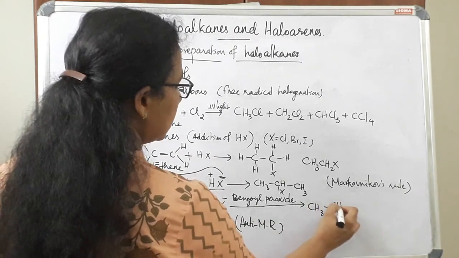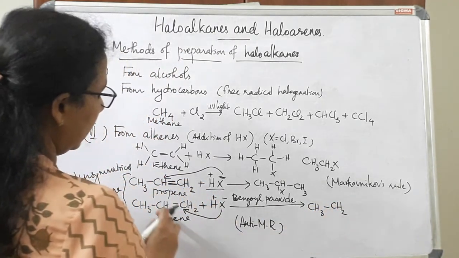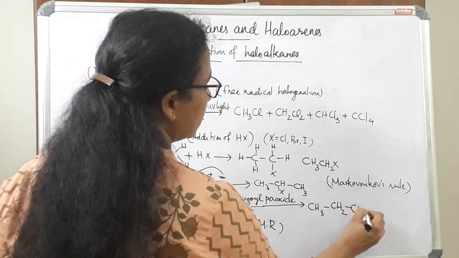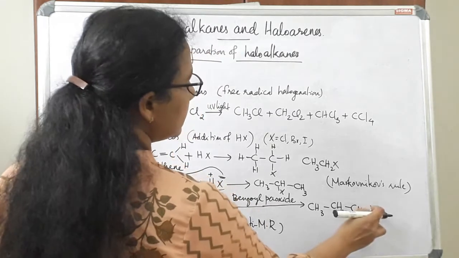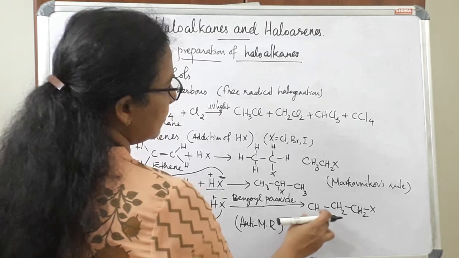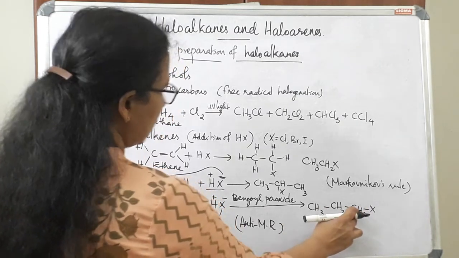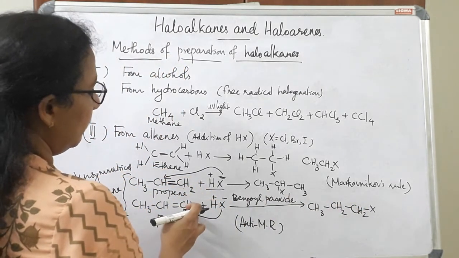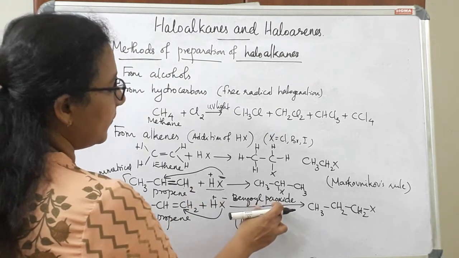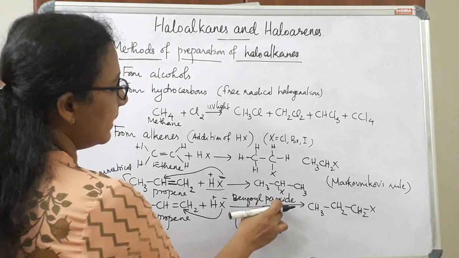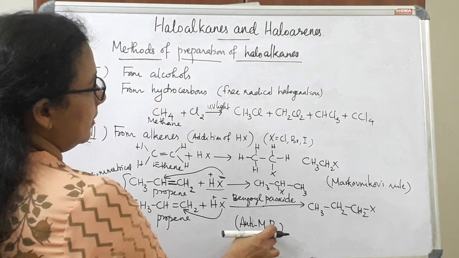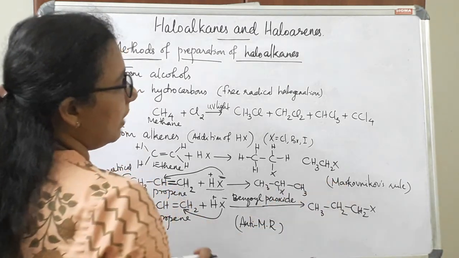CH3, CH2. So hydrogen will be attached to this carbon. So CH3CH2CH2X. So this X, in most of the cases, will be bromine. So halogen will be attached with this carbon. That means it is having more number of hydrogen atoms. So this happens only in presence of benzoyl peroxide. So if there is benzoyl peroxide, we will use anti-Markovnikov's rule. Otherwise, we will follow Markovnikov's rule.